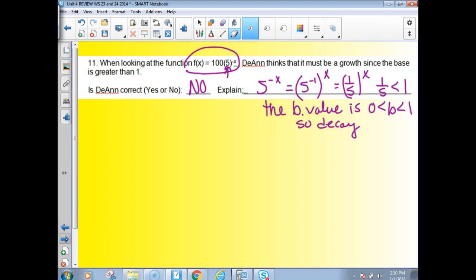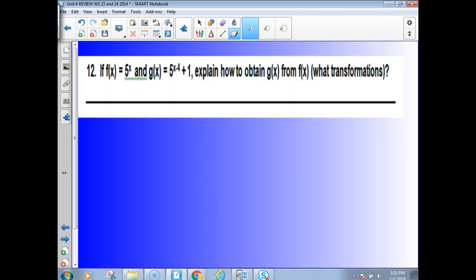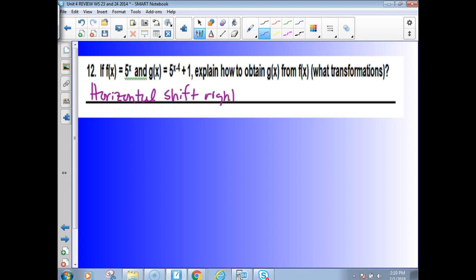All right. Moving on to 12. What's the transformation of the graph of f of x, y equals f of x to g of x, which is 5 to the x minus 4 plus 1? The 4 is a horizontal shift, so it's a horizontal shift of right 4, and a vertical shift of up 1.